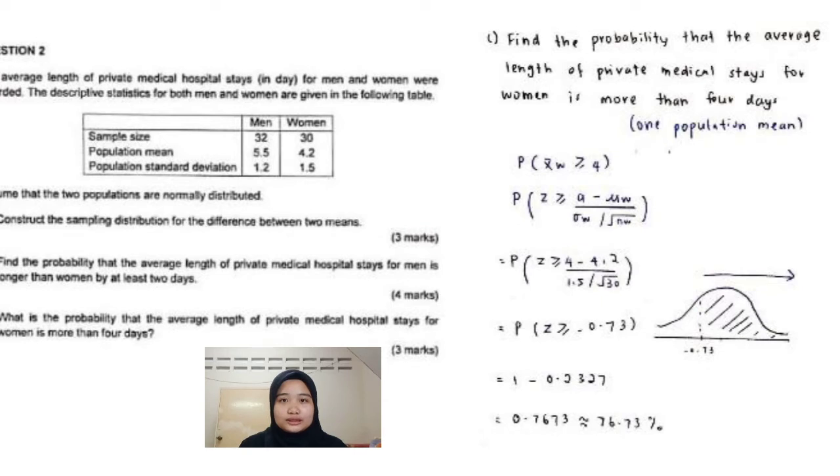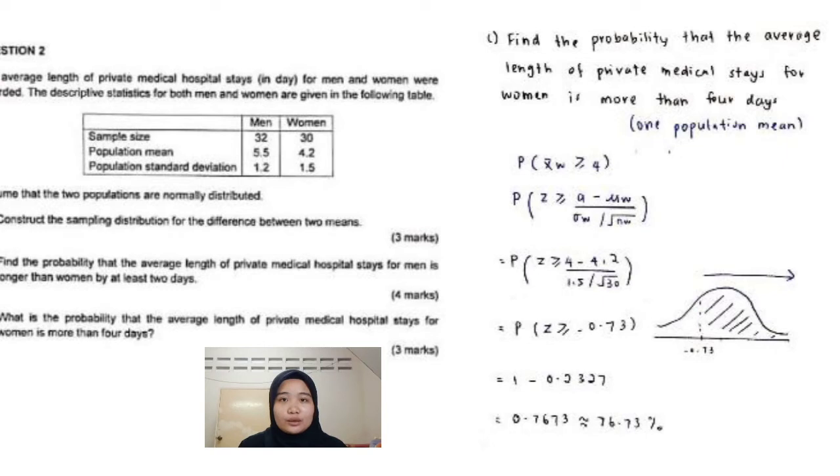For question 2c, the question asks the probability that the average length of stay for women is more than 4 days. So, we can see that the question only asks about the women population and value A is 4. The formula to find the probability is A minus mean of women divided by standard deviation divided by square root of sample size for women. So, 4 minus 4.2 divided by 1.5 divided by square root 30. We will get negative 0.73.